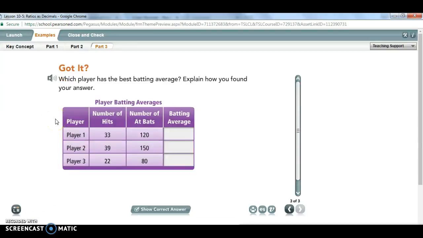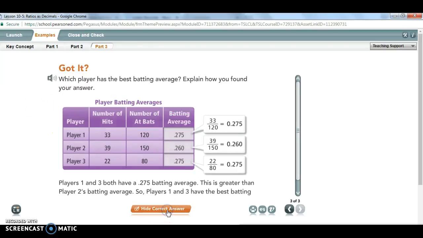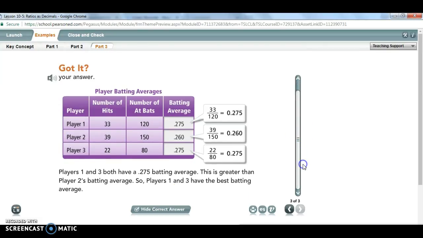And here's the last got it problem. Which player has the best batting average? Explain how you found your answer. Here's the correct answer. Player 1 and 3 both have a .275 batting average, greater than player 2's batting average, so players 1 and 3 have the best batting averages.